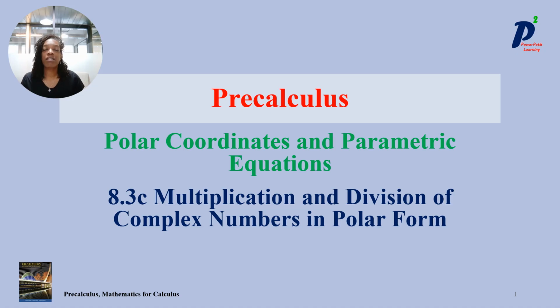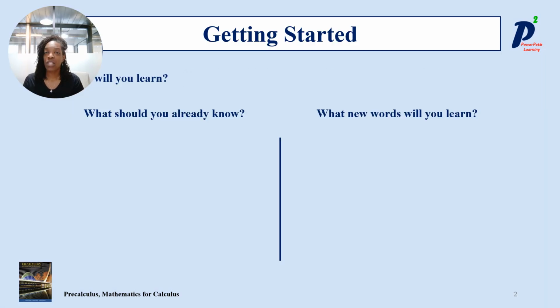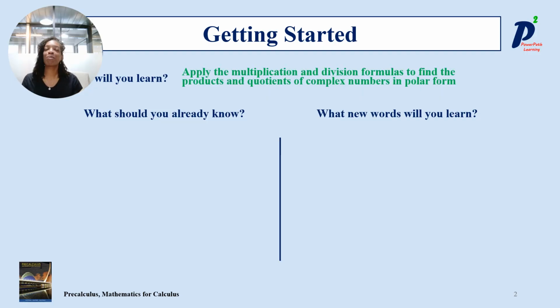This lesson is based on Chapter 8, Section 3, Part C, Multiplication and Division of Complex Numbers in Polar Form. So today we are going to learn how to multiply and divide complex numbers while they're in polar form. In order to do that, you need to be ace with trigonometric functions. Those are a big part of this. Let's get started.